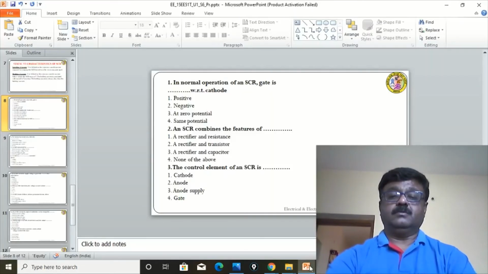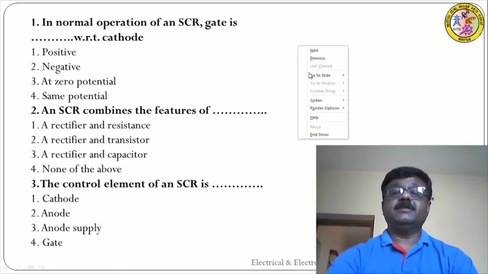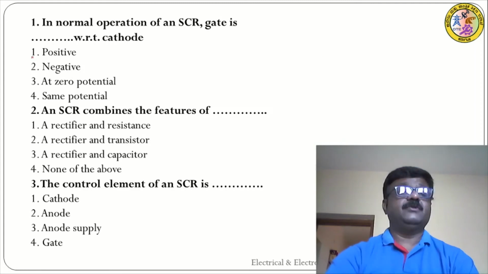Now let us see some multiple choice questions regarding this topic. First question: in normal operation of the SCR, the gate is dash with respect to the cathode. Four options are given: positive, negative, at anode potential, same potential. So the gate should be positive with respect to the cathode. We have to give a positive gate signal. So the first option is correct.